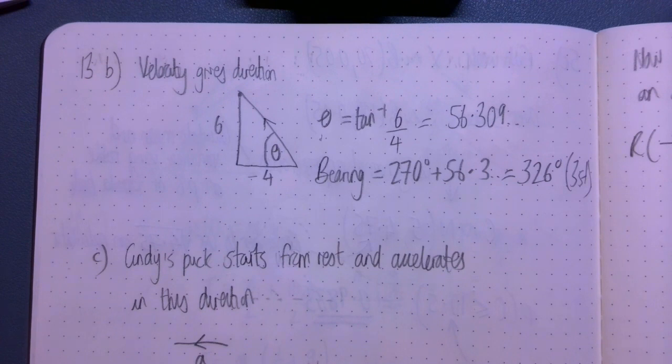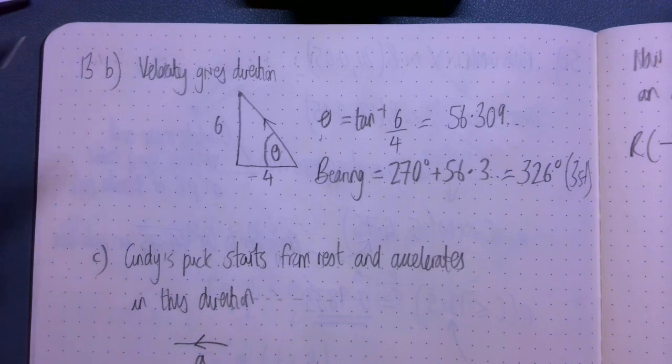I promised a video to go with the solution I sent out for question 13 from the Mechanics and Stats paper. So I'm going to talk through that solution that I sent out some time ago. Question 13a is just about assumption. 13b asks about the direction it's going.